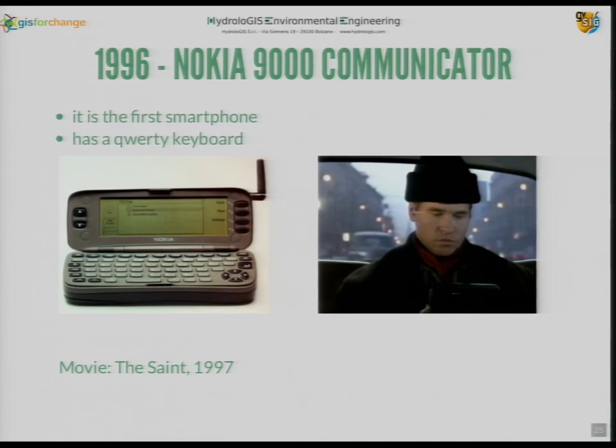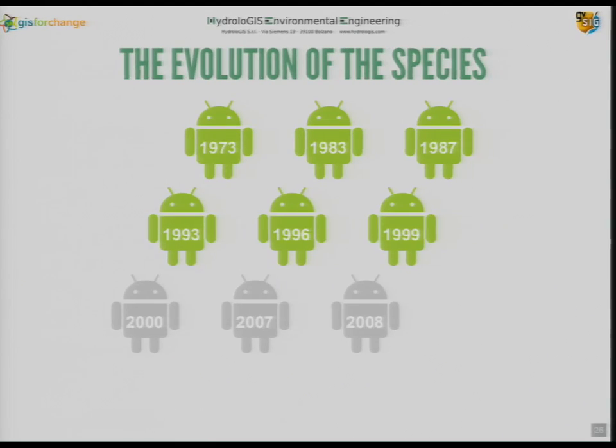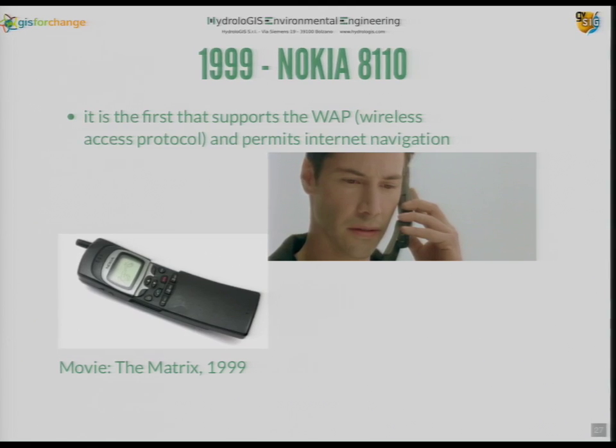In 1996, the Nokia 9000 Communicator. It was the first real smartphone that has even a keyboard. It was featured in the movie The Saint in 1997. And in 1999, how could you forget that? In The Matrix, you had this Nokia 8110, which was the first that even supported internet connection through the WAP protocol, and you could navigate, and I think the Matrix movie is what made this phone really important.